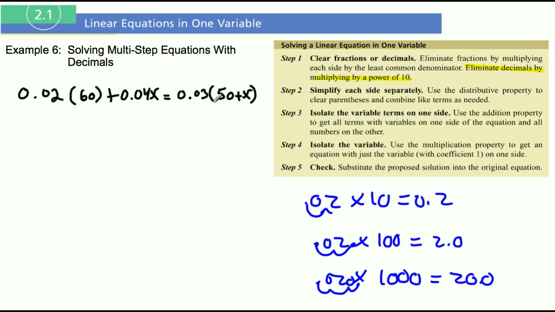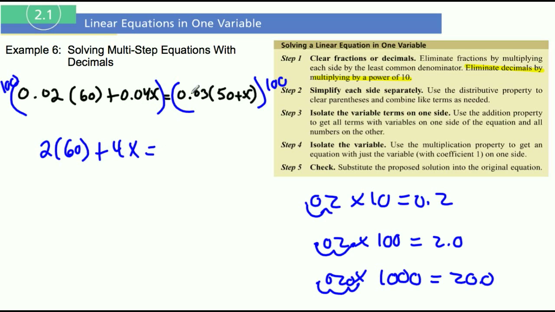So that's what I'm going to do right now. I'm going to multiply both sides by 100. Basically, all you've got to do is move all the decimals over twice. So now this becomes 2 times 60. This becomes 4x. And this becomes 3 times the quantity 50 plus x.